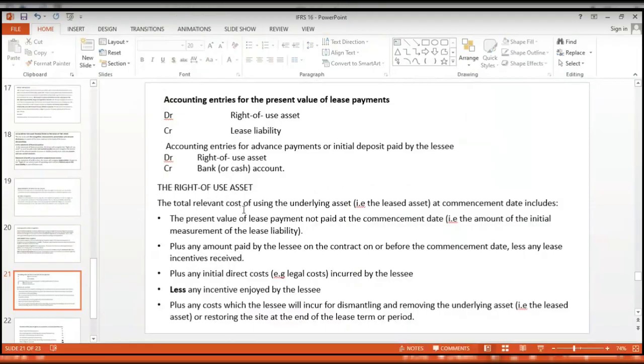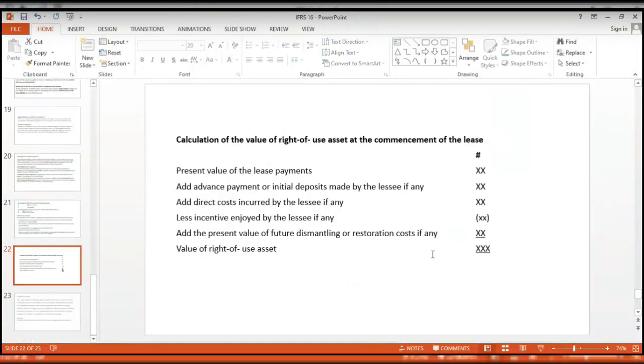The total relevant cost of using the underlying asset, that is the lease asset, at the commencement date includes the present value of the lease liability, plus any amount paid by the lessee on the contract, plus initial direct cost, less any incentive enjoyed by the lessee, plus any cost which the lessee will incur for dismantling or removing the asset. So let's see the table, how to calculate the value of the right of use asset. This is the asset we want to put in our balance sheet. How do we arrive at the figure?